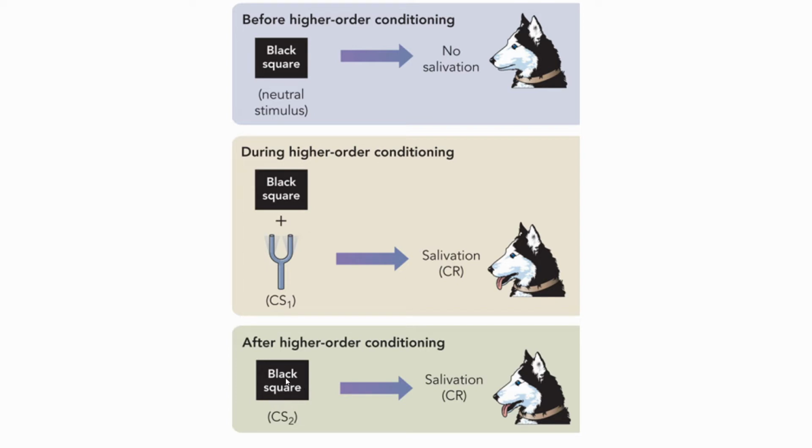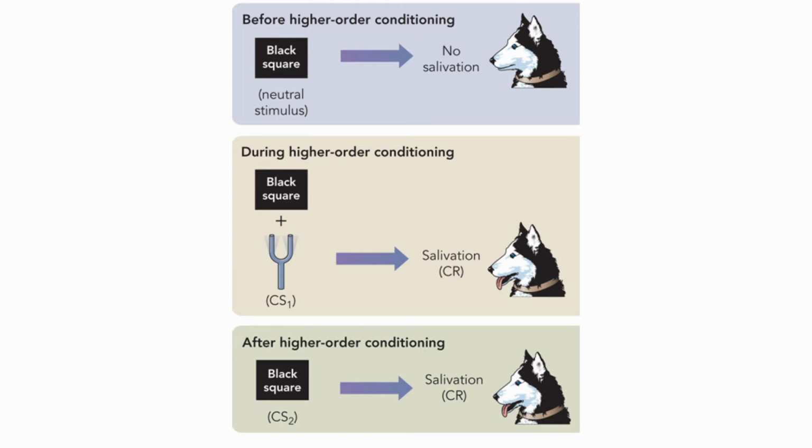And so we can call this black square our second conditional stimulus, or our CS2, because it is now a conditional stimulus, and it's the second that we've used in this higher order chain of conditioning. So this is a very common tactic.